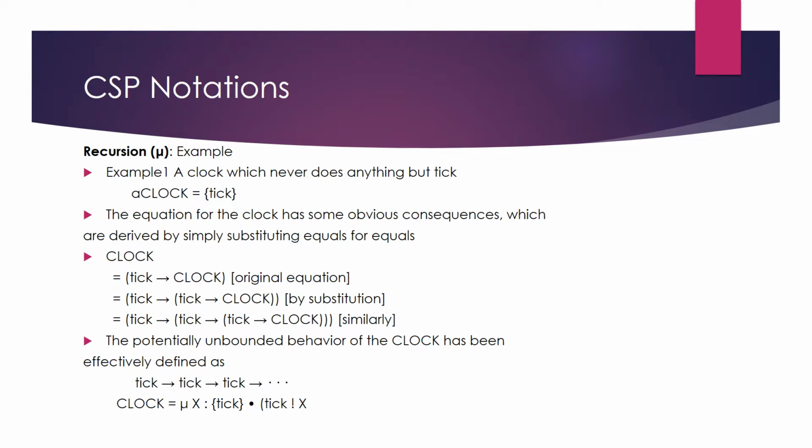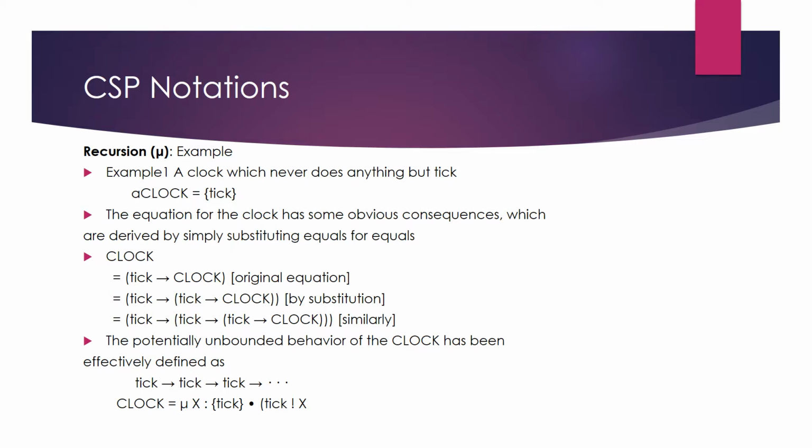So for example, in the recursion method, a clock which never does anything but tick. So you know, right? A clock which never does anything but tick. It will not do anything but tick. So it's denoted by alpha, clock equal to tick. So it does nothing but tick, so it will be denoted by that. So the equation for the clock has some obvious consequence, by simply substituting equals for equals. So the original equation is shown below.